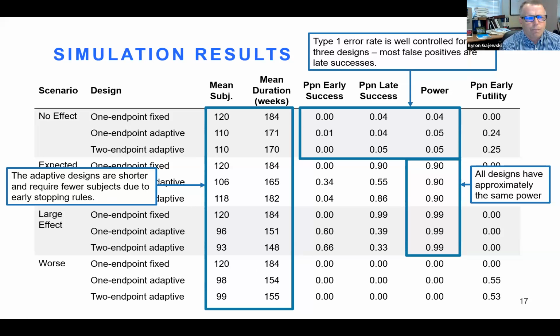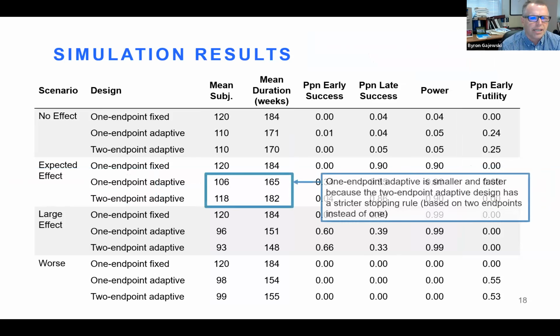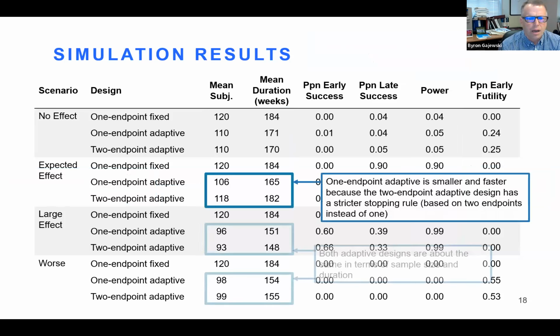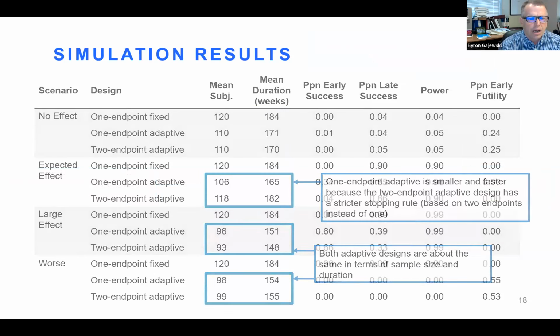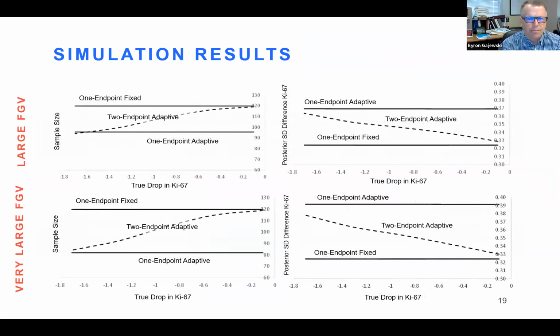But the one endpoint adaptive has a little bit of a different feel than the two endpoint. It's probably a little easier to look at when you look at a figure. And so let's orient ourselves to this figure, these four figures. In the first column, this has to do with the average sample size on the vertical axis.